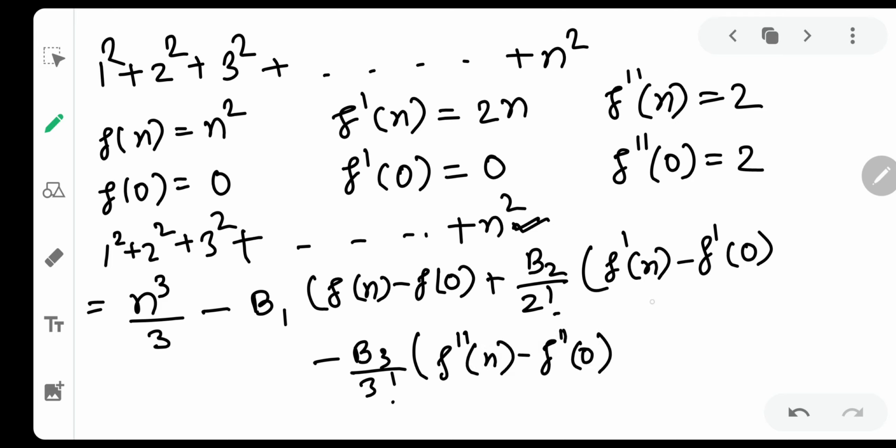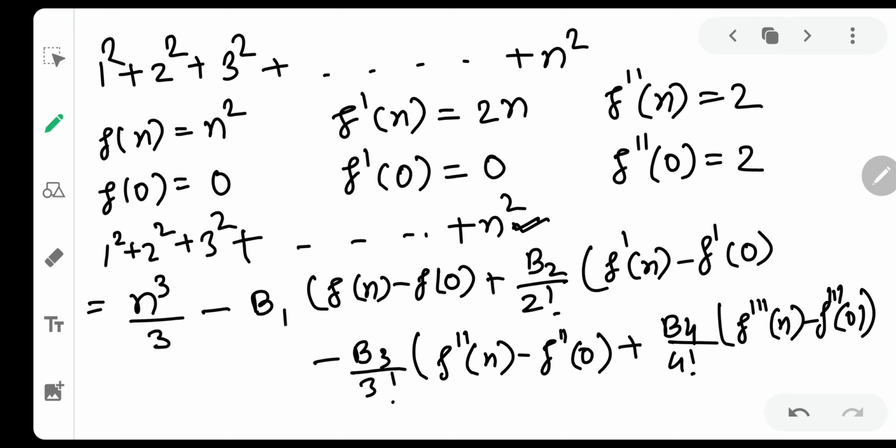And then you can write down b4 by 4 factorial f triple dash n minus f triple dash 0. Okay, you can also move further, but let me tell you what is f triple dash n. Obviously it will be 0, so this will be cancelled because f triple dash 0 will be also 0, so this will be cancelled. Okay, and this much is our answer.